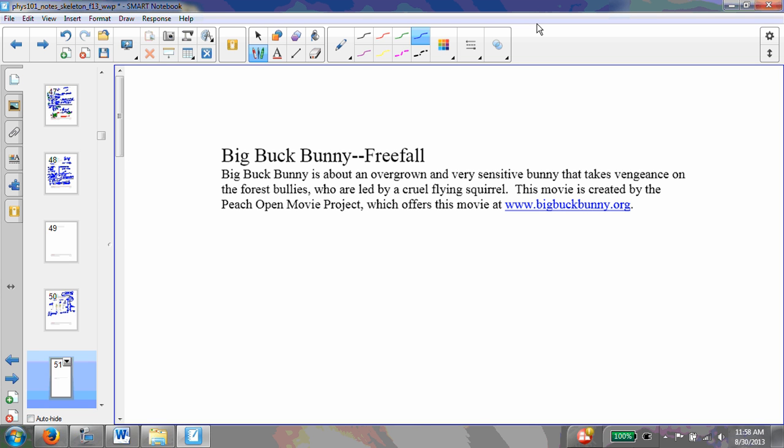But it's about this sort of overgrown, naive, innocent bunny who's being bullied by these three other creatures. And in this scene, he exacts his revenge on this flying squirrel creature.